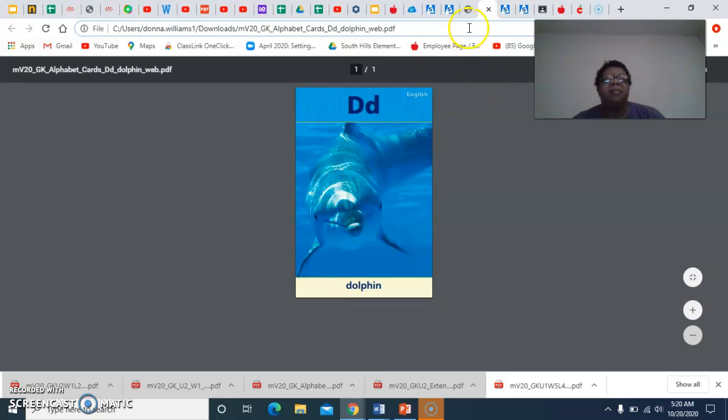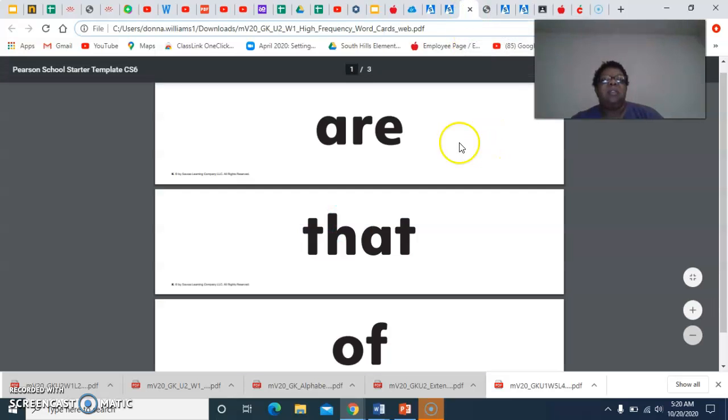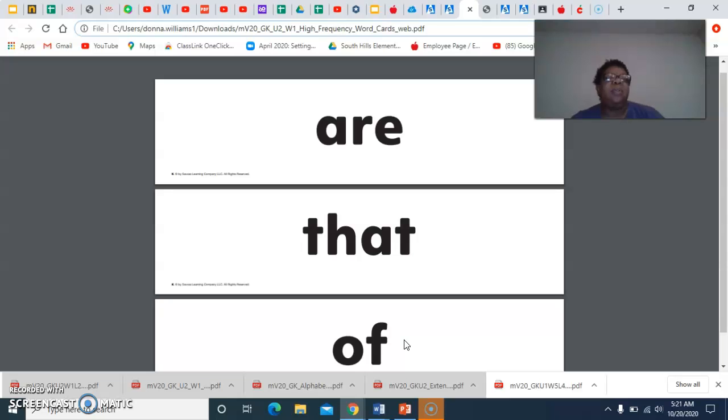Next, I have our sight words. We have are, that, of. Are, that, of. And what's the reason we need to know these words? They help us with our reading, and also when you're starting to write your stories and you need some of these words, if you've memorized them and you can remember how to spell them, this will help you in your writing.